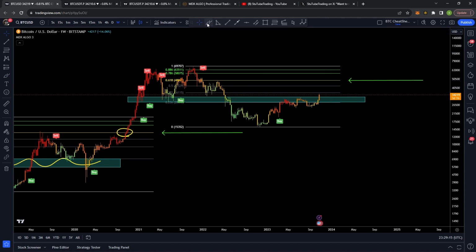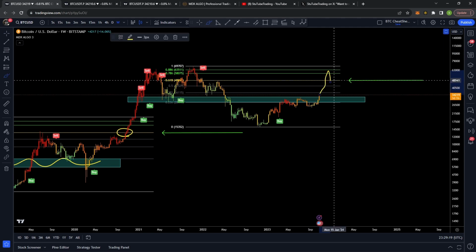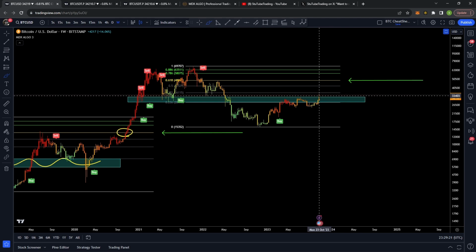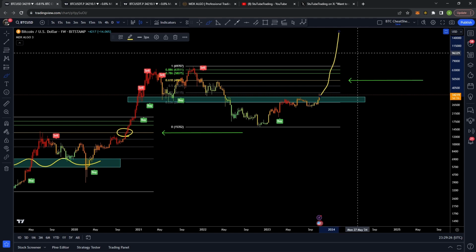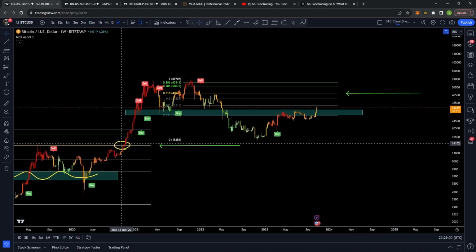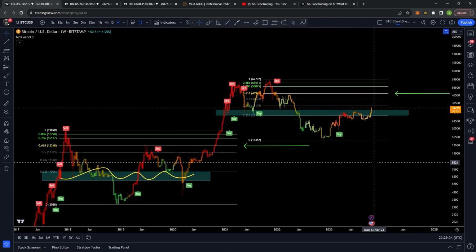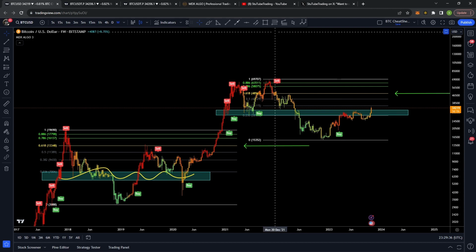So maybe we do just get some sort of a short squeeze and test into maybe my favorite Fibonacci pocket. Maybe those ETFs, a whole bunch of them, do get approved at the same time and we just smash through and it's just a parabolic move to the upside from here. I really don't expect that, but obviously anything can happen. But as it stands right now, I love that we're breaking above this level.